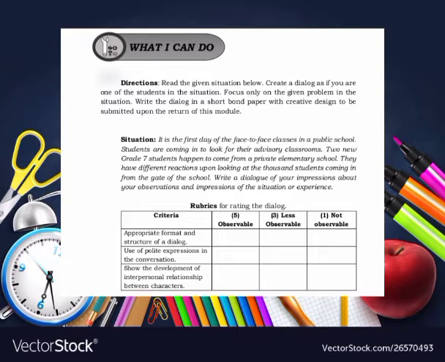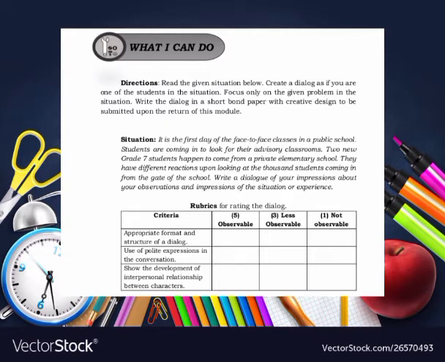So the situation: it is the first day of the face-to-face classes in a public school. Students are coming in to look for their advisory classrooms. Two new grade 7 students happen to come from a private elementary school. They have different reactions upon looking at the 1,000 students coming in from the gate of the school. Write a dialogue of your observations and impressions of the situation or experience.